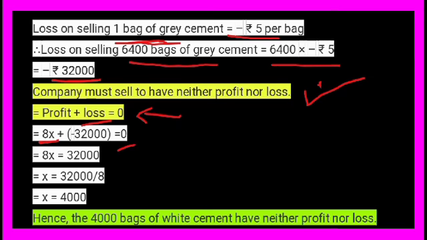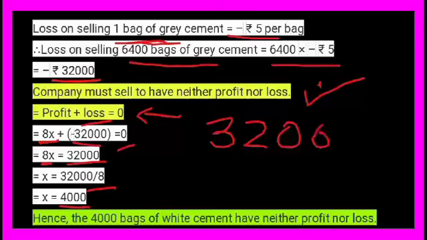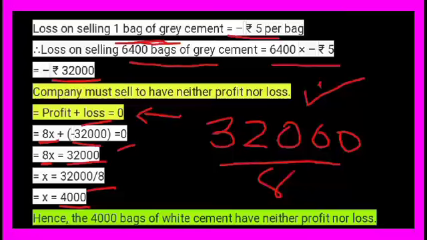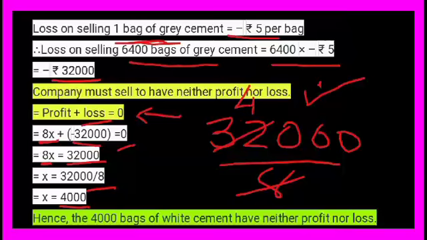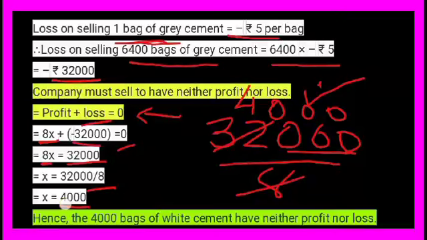Now we solve this equation and we take this minus 32,000 to the opposite side of the equation. So it becomes plus. Then 8 is in multiplication, so whenever we take it to the opposite side, it comes in division, and 32,000 divided by 8 is equal to 4,000, because we can do the division this way. 8 fours are 32 and 3 zeros after it. So the answer is 4,000. So here we can say that by selling 4,000 white cement bags, the company has neither profit nor loss. So this is the answer of this condition.